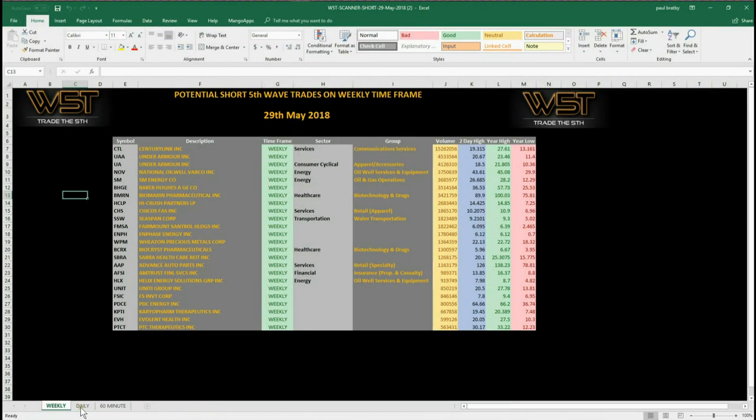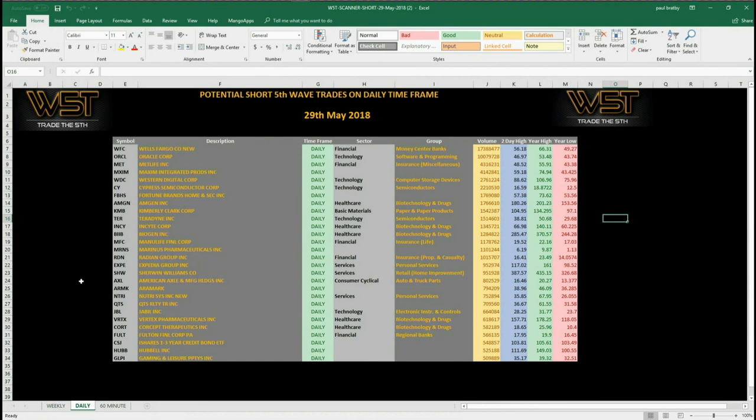So I've chosen Oxley on the daily time frame here. I've gone and chosen one of the signals from the daily time frame. This is what the spreadsheet looks like with the symbol description, the time frame, which sector it's in, which group, the volume, the 2-day high to give you a rough idea of what price it is right now. So let's have a look at the chart for one of the ones that I've chosen for today.